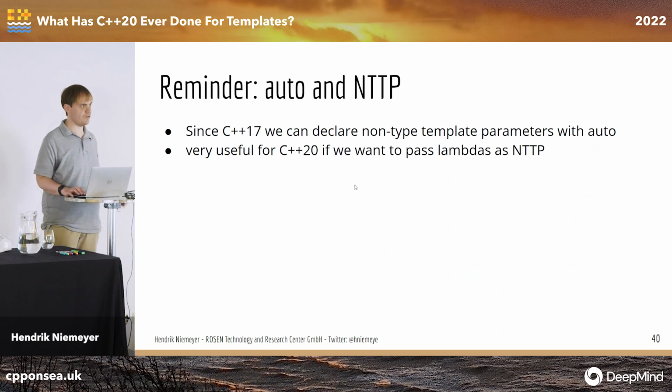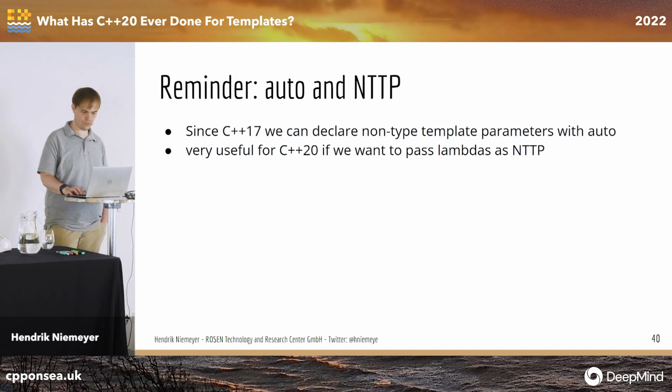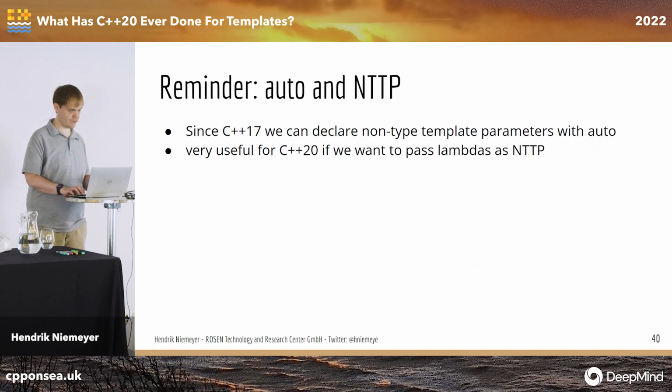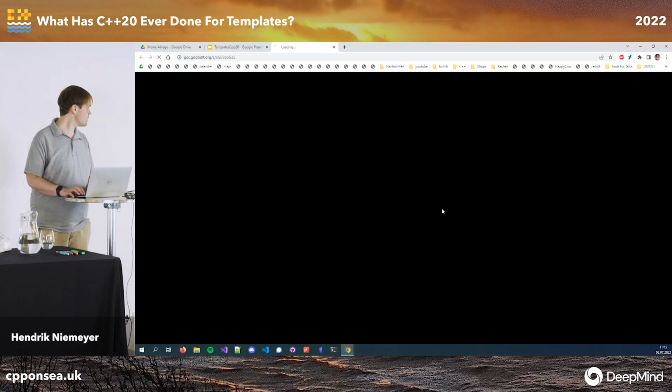So as I said before, we can use lambdas as non-type template parameters. And since C++17, we can declare non-type template parameters with auto. And this is a way we can give lambdas to our class templates, for example. Examples here.